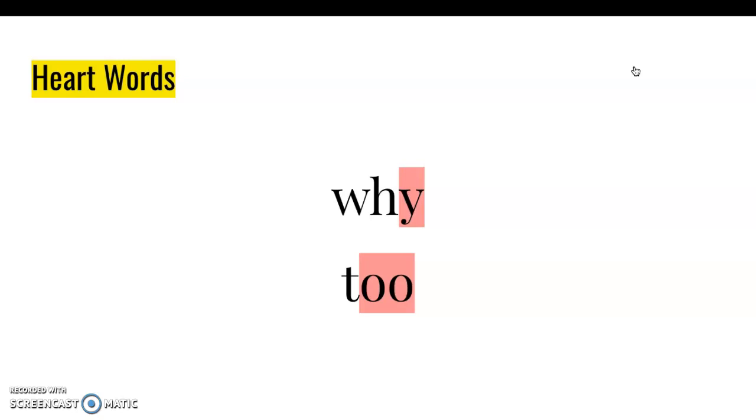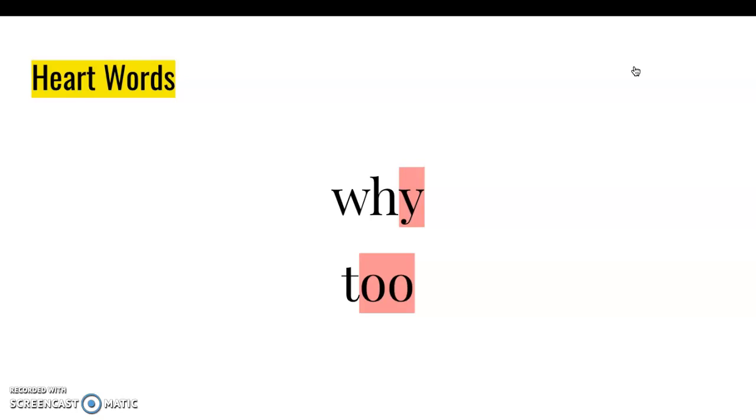So the part that we need to learn by heart is actually the last letter Y. It's going to make an I sound. So we already learned with the word when that WH is a digraph that's going to go together to make the W sound. And then Y is going to make an I sound. So W, I, Y.